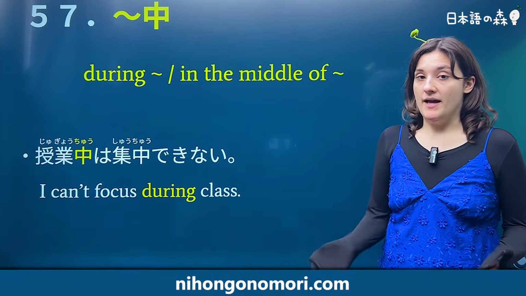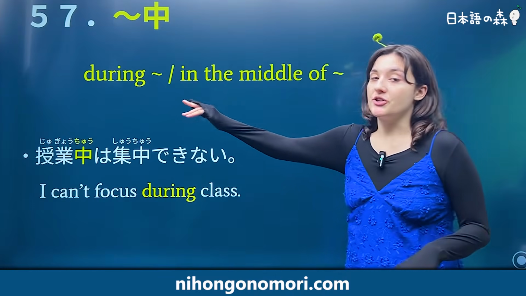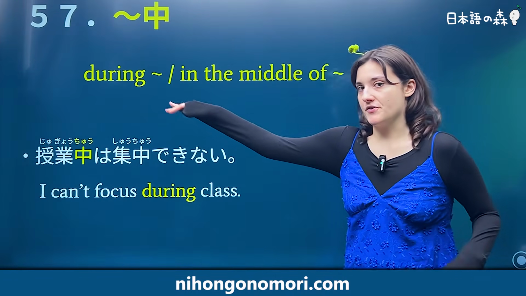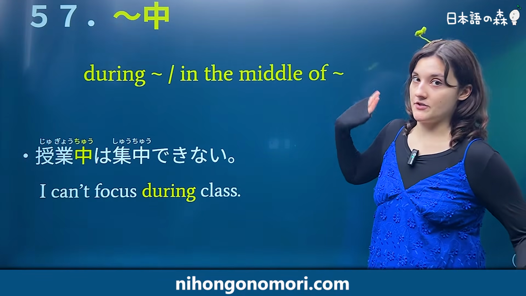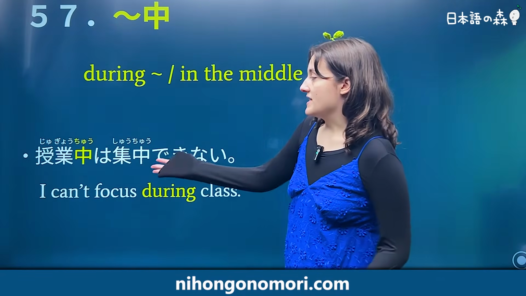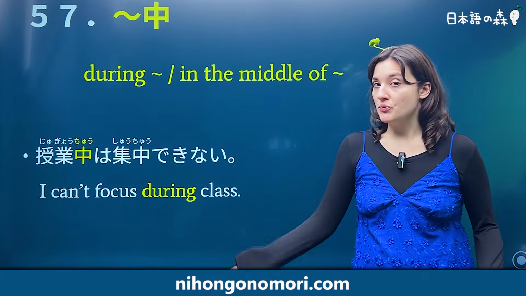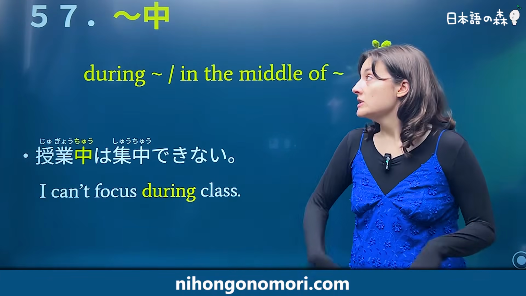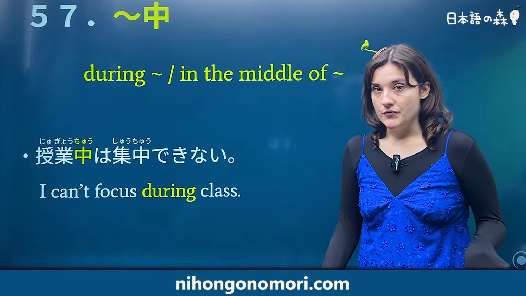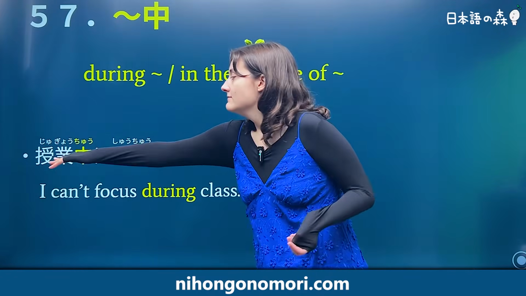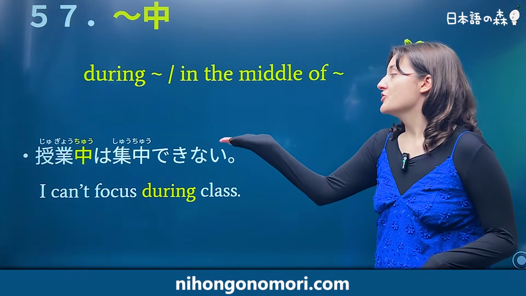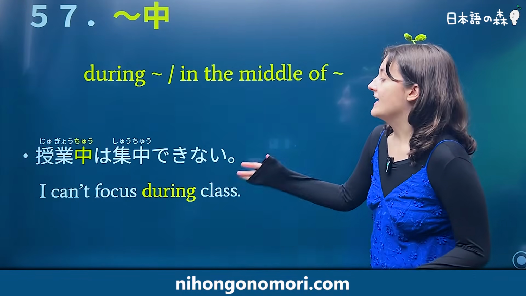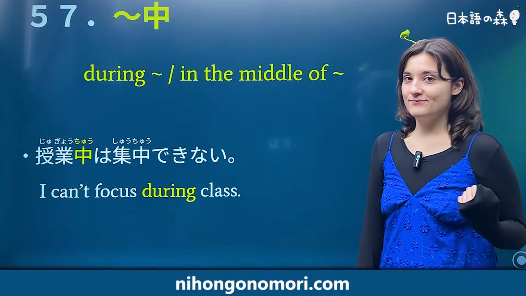中 or じゅう. This is how you describe during a certain noun, during a certain event or a certain time, in the middle of a certain thing, a certain event, a certain time. So, for example, you might say 授業中, 営業中, 一日中, right? So it's during this time, this noun. 授業中は集中できない. I can't focus during class.